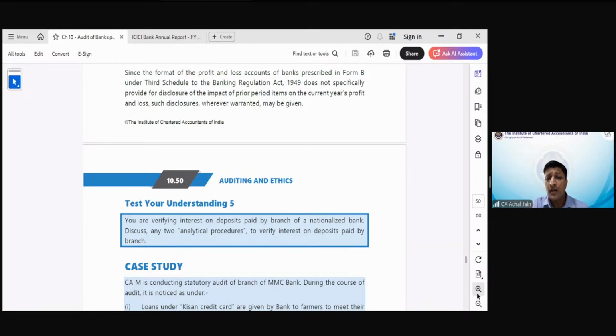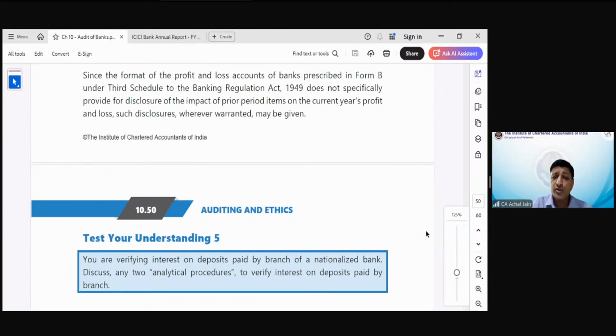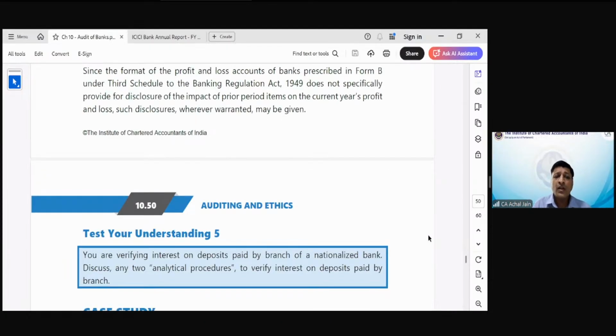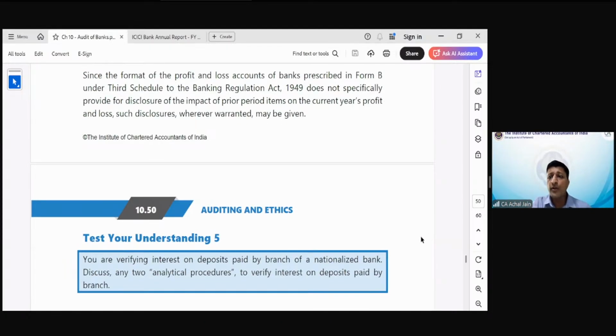Please remember, any two analytical procedures which you think the auditor can adopt. Over to you quickly. Only the analytical procedures we are talking about. Any two audit procedures. What do you think could be performed by the auditor?